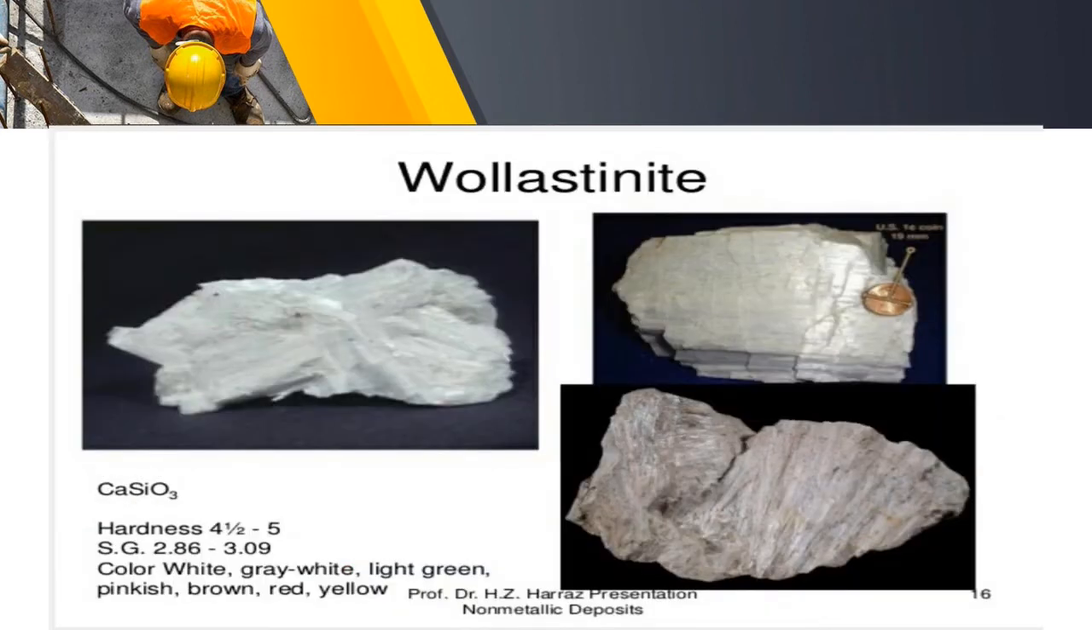Ayun. Ito yung wollastonite. Ang chemical properties niya is calcium, silicon, and oxygen na may subscript ng 3, o parang CaSiO3. Ayan, nakikita nyo. Ang hardness niya is 4.5. At ayan, nakikita nyo pa yung other details niya. Ang color niya is white, gray, light green, pinkish, brown, red, yellow.